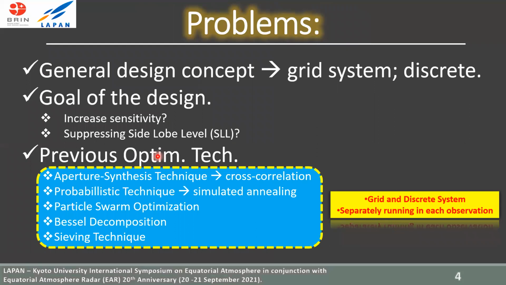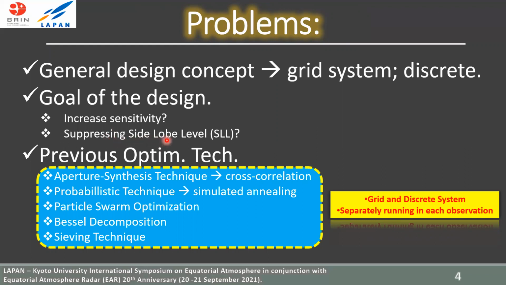About the problem, there are several problems in the general design concept, and most of the general designs use a grid system and discrete system. The most important thing is that the goal of the design is how to increase the sensitivity as well as how to suppress the side lobe level.